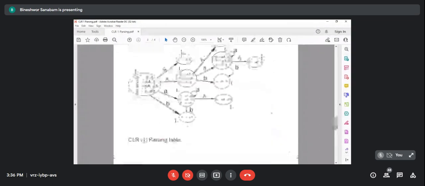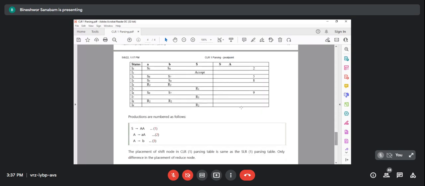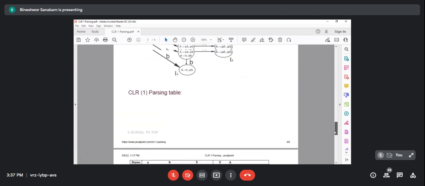And with state I8, what is the production? The production is A implies small letter A, capital letter A, and the look ahead is A or B. So we are going to place the reduce move in these look ahead symbols, A or B, and the production number is 2. So R2.